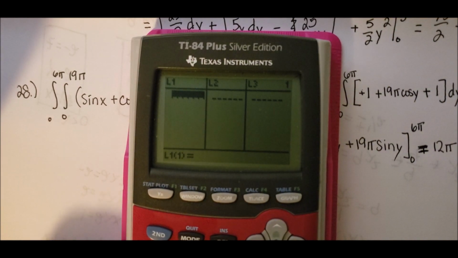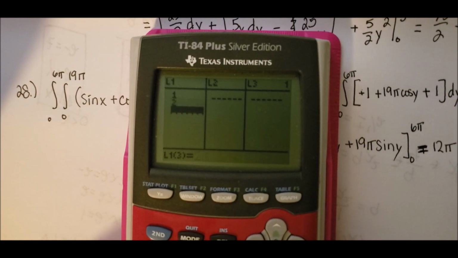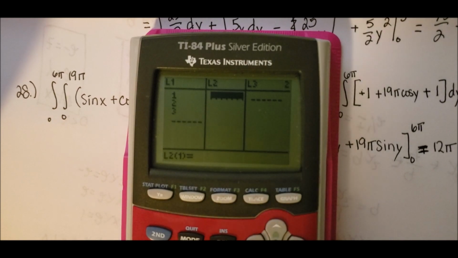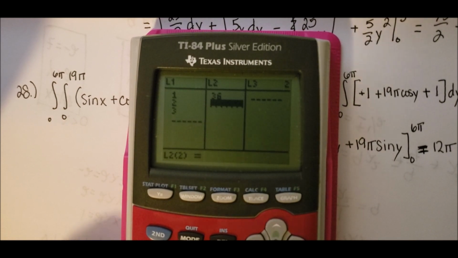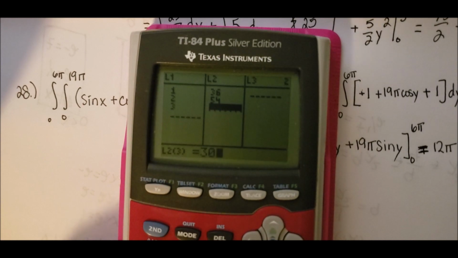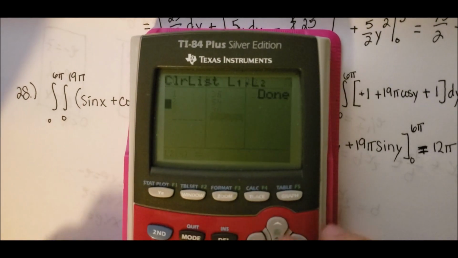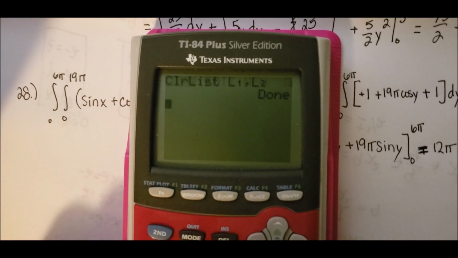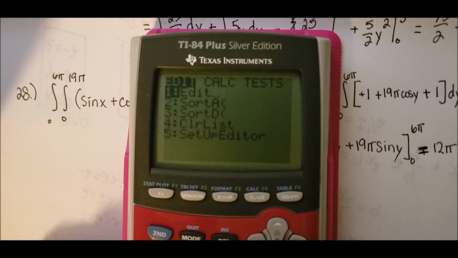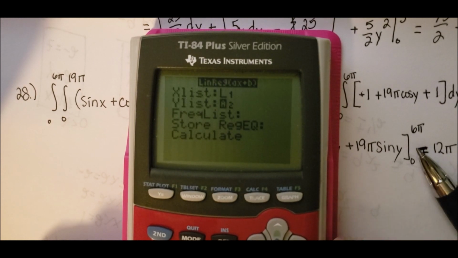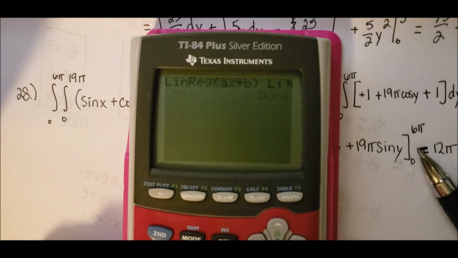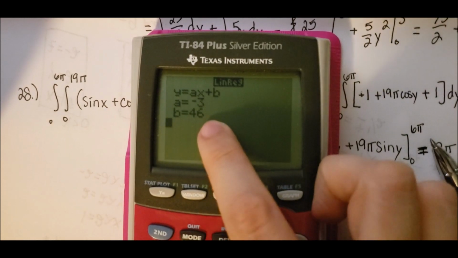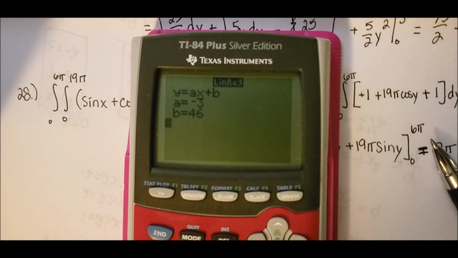So the point is x is 1, 2, and 3. Y is 36, 54, and 30. So, stat, calc 4, enter, I get -3 and 46, which is D.